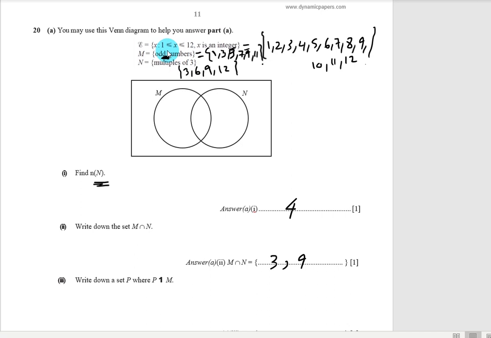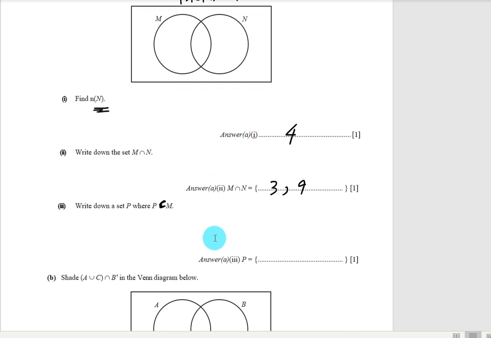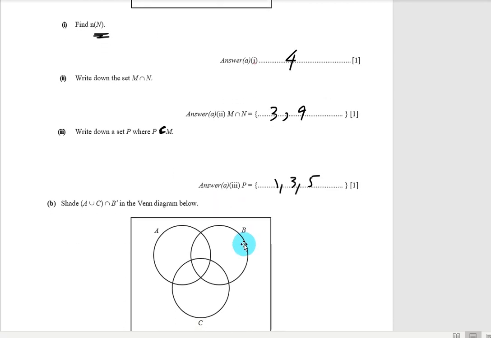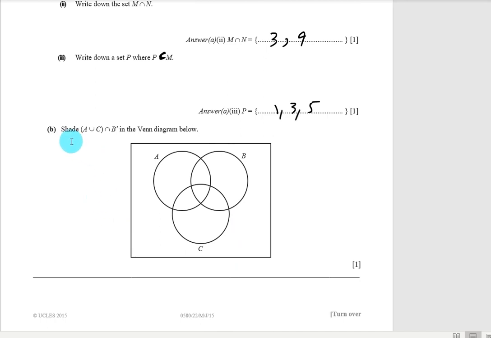Now write down a set B, and B is part of M. So where is M? M is now 1, 3, 5, 7, 9. So I can write any numbers here, but not all of them. We can write anything here: 1, 3, 5. Enough. Now 1 is part of M, yes. 3 is part of M, yes. 5 is part of M, yes. Okay, let us go ahead with this question.